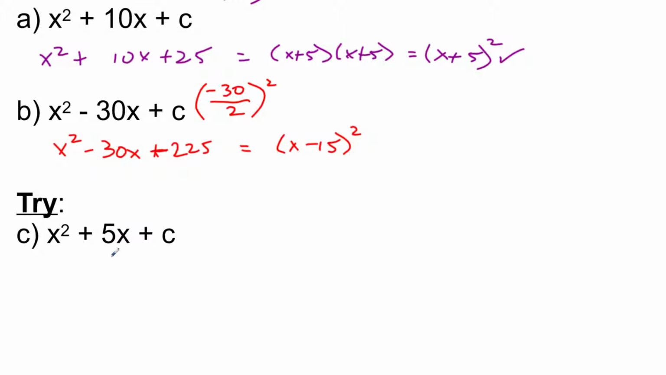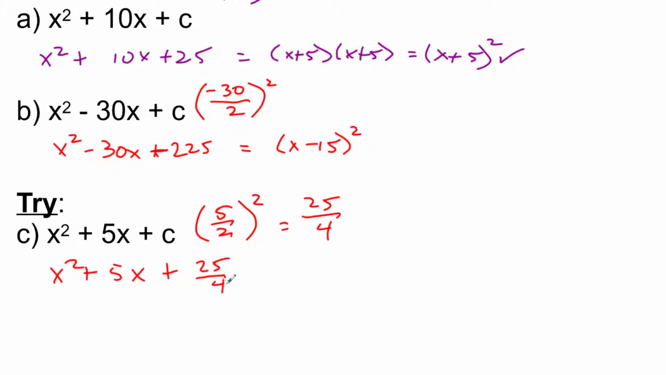So for this one, I'm going to say 5 cut in half. Well, 5 over 2 is 5 over 2. It doesn't divide nicely like 30 divided by 2 does. And I'm going to square this answer. So this answer squared is 25 over 4. That means I can write this as x squared plus 5x plus 25 over 4, and that would be a perfect square. Not really all that nice of a number, but it's correct.